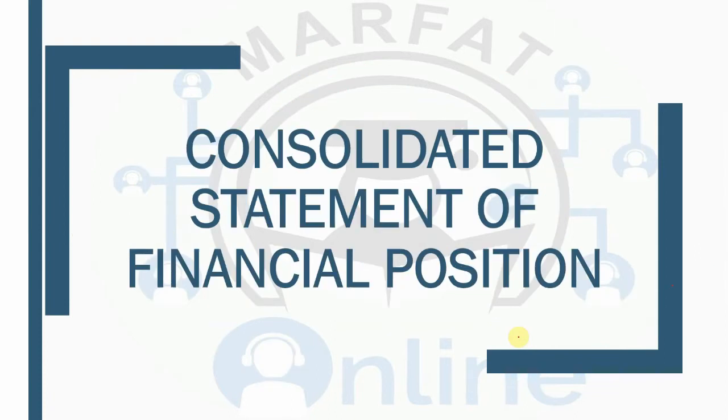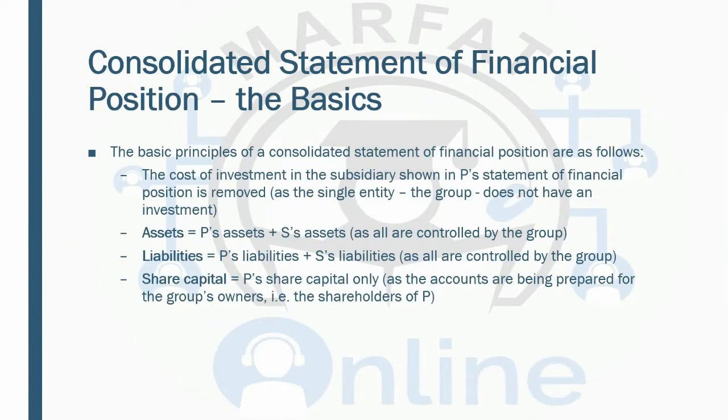And now we will first of all start the consolidated statement of financial position. We'll be talking about the consolidated statement of financial position. First of all, you will be looking at the basic principles of the consolidated statement of financial position. These are the things you need to remember. If you remember these things, it will be quite helpful to make the consolidated statement of financial position. So the first thing you need to remember is that the cost of investment in the subsidiary shown in the parent's statement of financial position is removed, as the single entity, the group, does not have an investment.